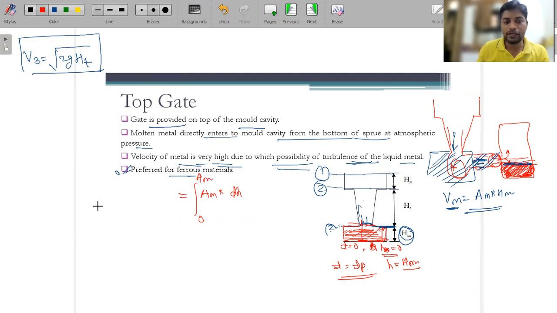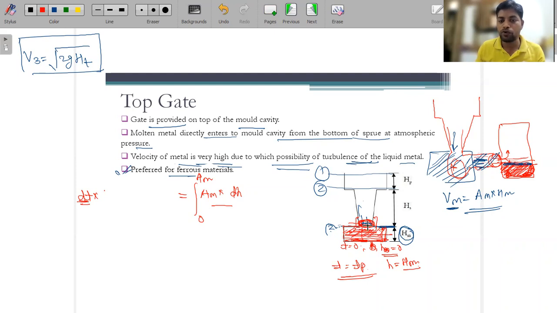And on this side we are considering dt, that is the time to fill. We can also consider a specific height, from 0 to some hm by 2, or hm by 3, hm by 4, something like that. For that also the time can be calculated. So this is the dt time, and the total volume flow rate, the amount of volume that flows from the top gate with respect to time, will be equal to the volume that is filled in the cavity, right?